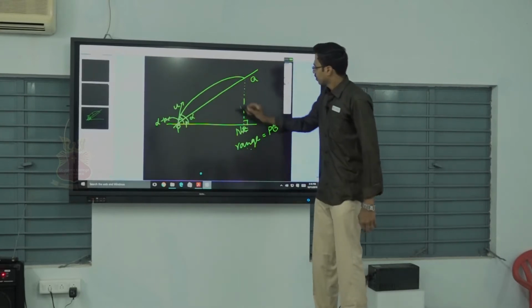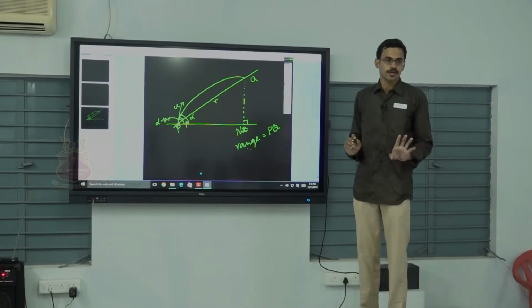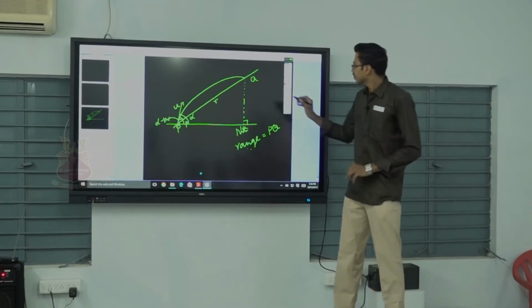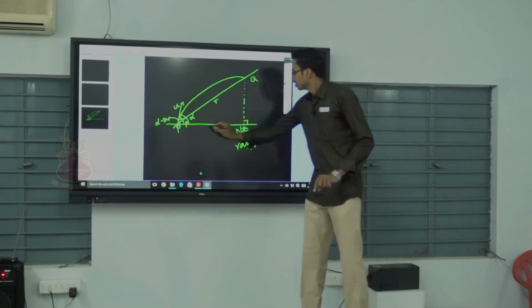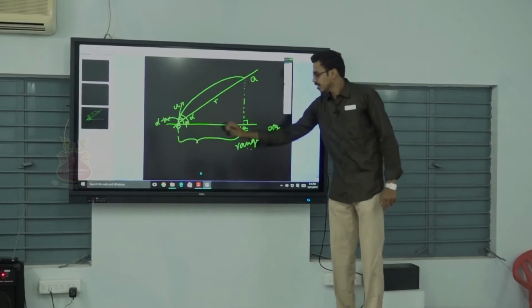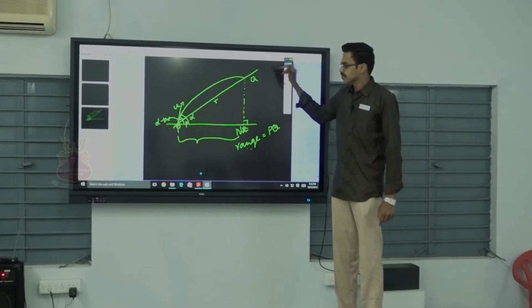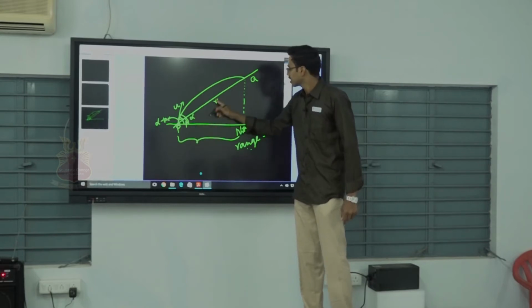Take. What is R? PQ. PQ is nothing but R. Okay. What is the coordinate of Q? Then we want to find this distance. Yeah, isn't it? PN and QN. What is that angle? Beta. It is beta. It is R.